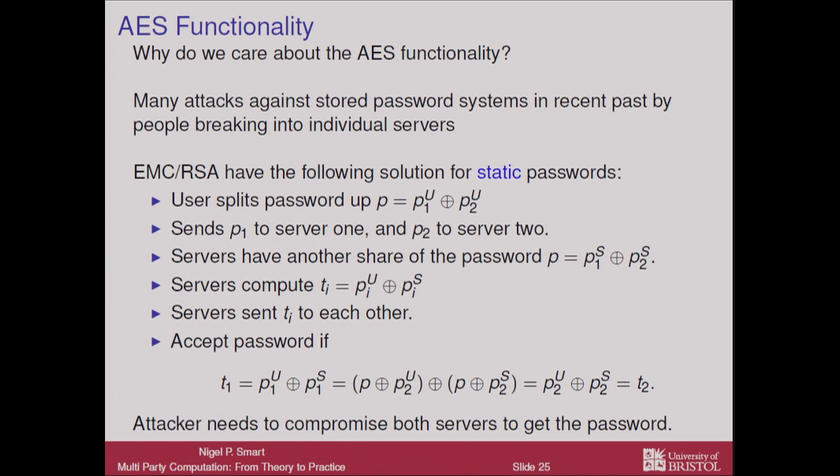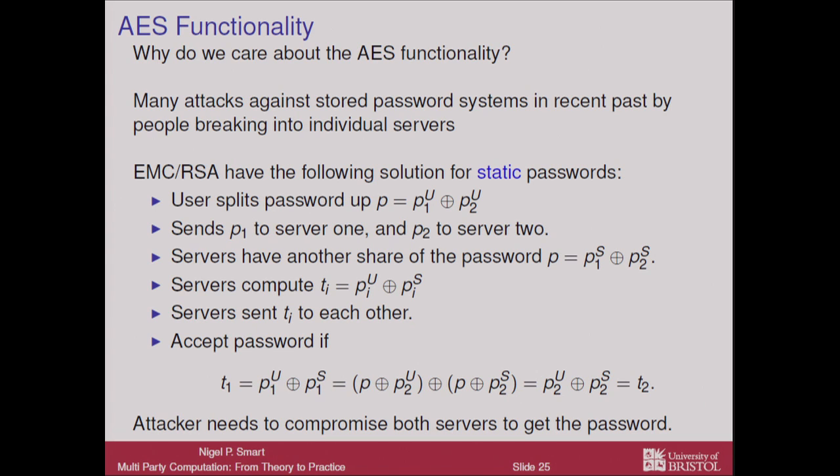Now what I do as a user is send P1 to server 1 and P2 to server 2. The servers just want to compare the password. They don't hold P, they hold a share of P. They hold P1 of S and P2 of S. So in the EMC RSA solution, each server computes the XOR, they send T_i to each other, and then the servers just check whether T1 is equal to T2. And if T1 is equal to T2, then the user must have entered the right password.